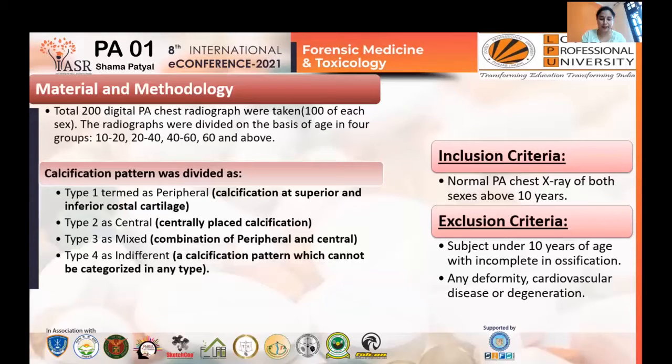Material and methodology for my study. Data for this cross-sectional study was collected from Government Hospital Nadaun, 200 PA chest radiographs, 100 of each sex were considered after following inclusion and exclusion criteria. My inclusion criteria was normal PA chest radiographs of both sexes above 10 years, and my exclusion criteria was subjects under 10 years of age having incomplete ossification and having any deformity or disease were not collected. Now, radiographs were divided into four groups on basis of age, that is 10 to 20, 20 to 40, 40 to 60, and 60 and above. Calcification pattern was divided as peripheral, central, mixed, and indifferent.